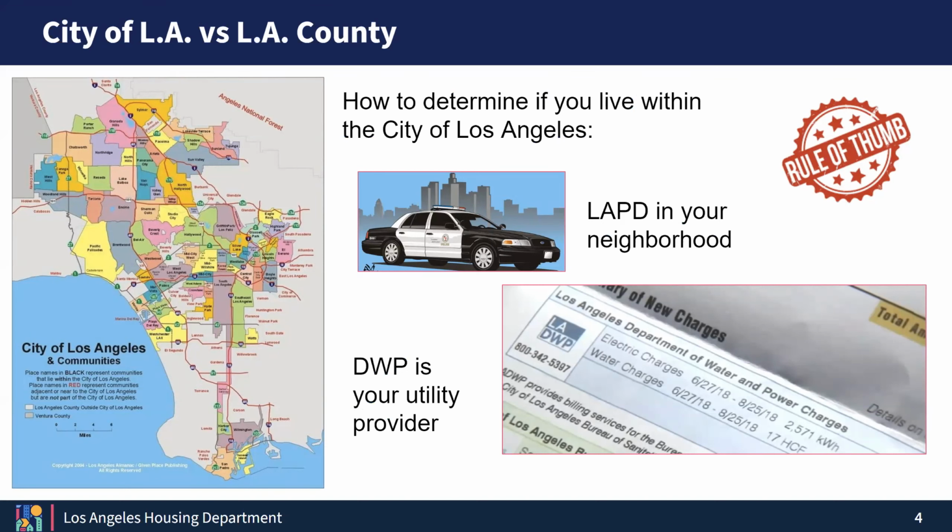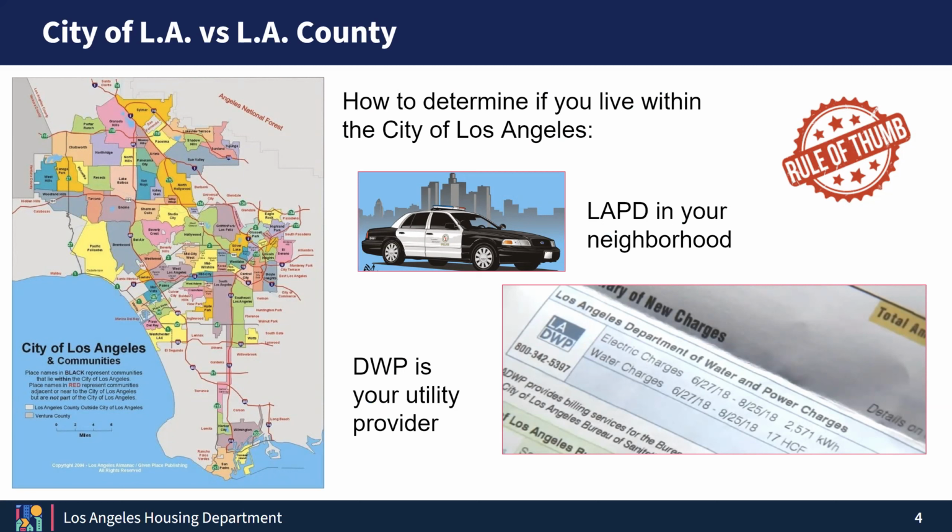First, owners and tenants must identify whether or not their property is located within the boundary of the City of Los Angeles or is located outside of the City of LA within the area of the unincorporated county or other cities. On your screen, you see an image of the Los Angeles city map. These are the areas that are under the jurisdiction of the City of Los Angeles.